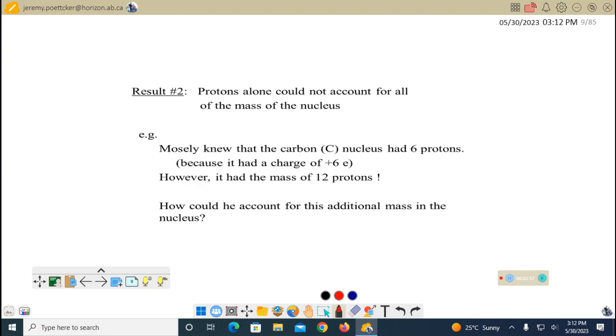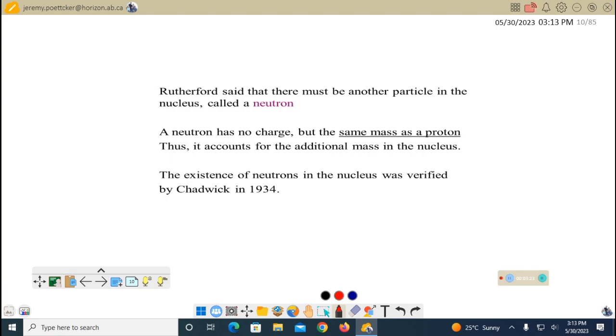The other result, though, that they found was that protons alone could not account for all of the mass of the nucleus. Moseley knew that the carbon nucleus had 6 protons because it had 6 elementary charges. But it had the mass of 12 protons. How could he account for this additional mass in the nucleus? Rutherford said that there must be another particle in the nucleus, and he called it a neutron. Neutron has no charge but the same mass, and it accounts for the additional mass.